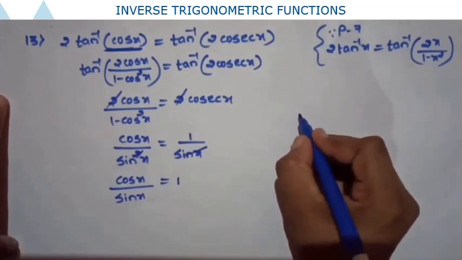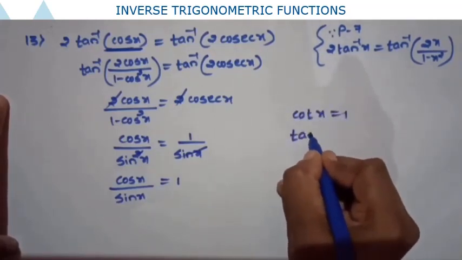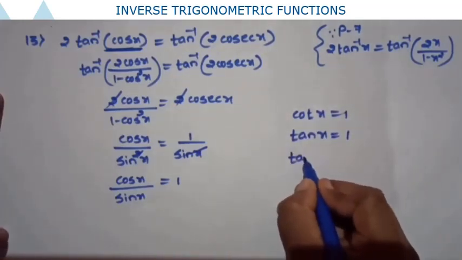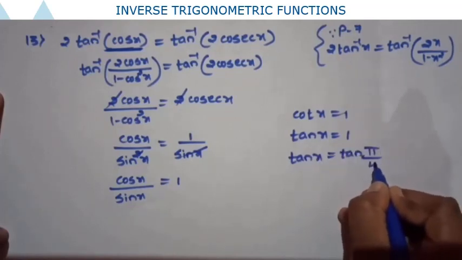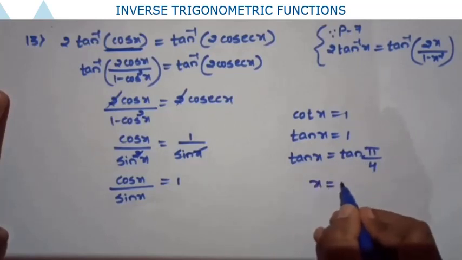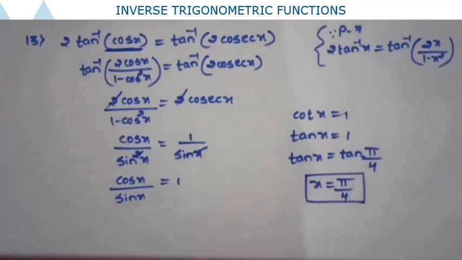Cos x by sin x is 1, that is cot x equals 1, or you can write tan x is also equal to 1. Okay, for which value does tan x give 1 as the answer? For 45 degrees. So therefore 1 can be written as tan pi by 4. So now applying tan inverse on both sides, we can write x is equal to pi by 4. The value of x is pi by 4.